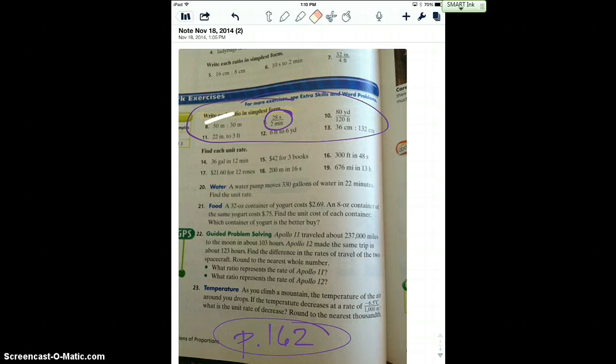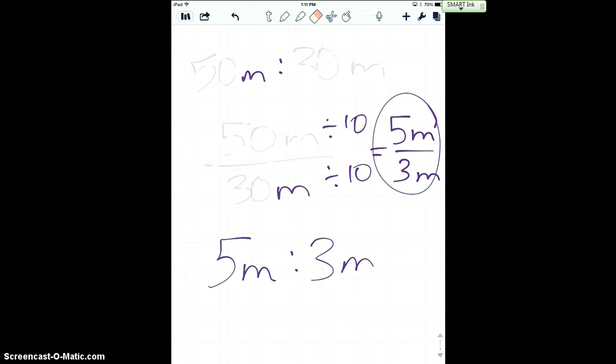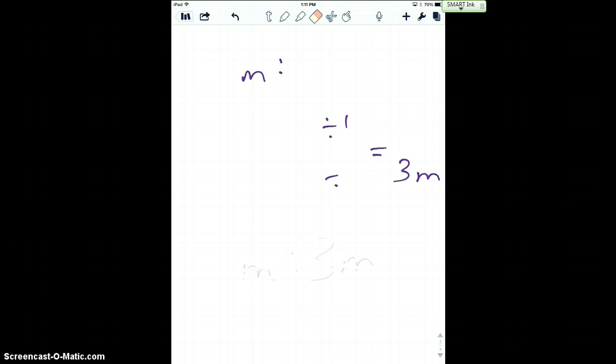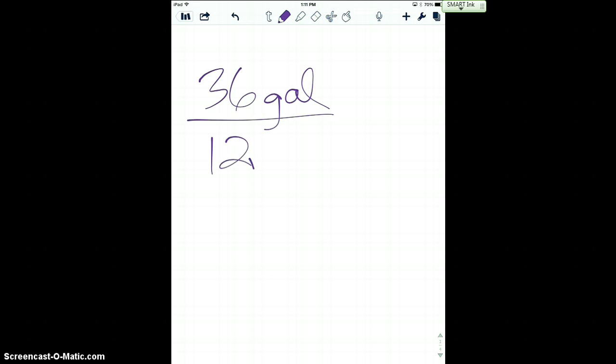So if we look at this other part here, now we go to this next section, finding what's known as the unit rate. So we take a ratio that might not be in simplest form, and we find what's called the unit rate. So let's say something makes use of 36 gallons in 12 minutes. So I'm going to write that ratio out. 36 gallons in 12 minutes.